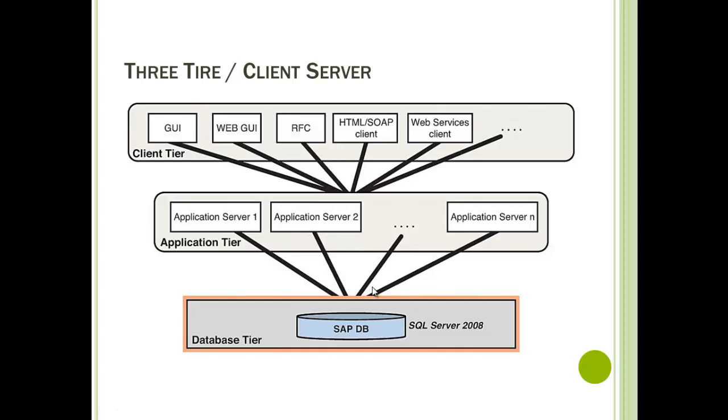Client server architecture means you have a client, or multiple clients, and a server. Whenever the client requests a process from the server, the server processes it and gives the result back to the client. This is a client server architecture. You can differentiate client server architecture into software oriented client server architecture and hardware oriented client server architecture.